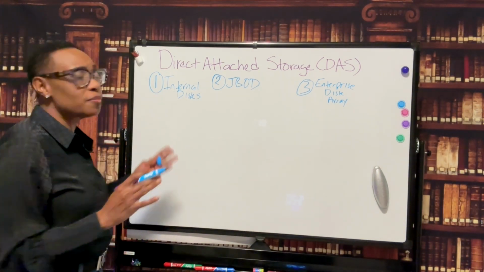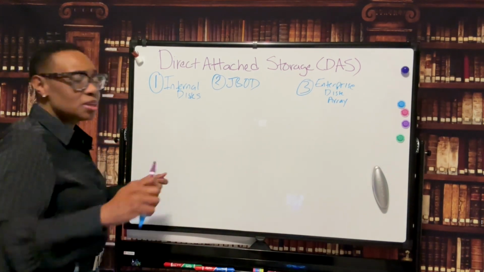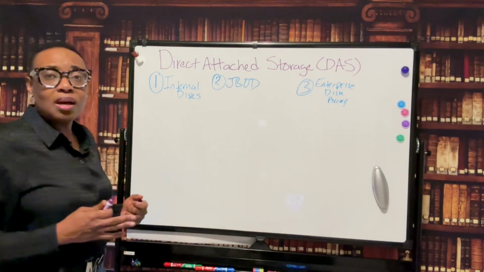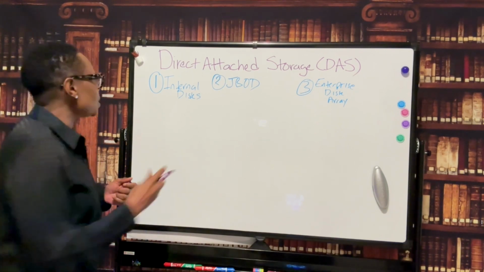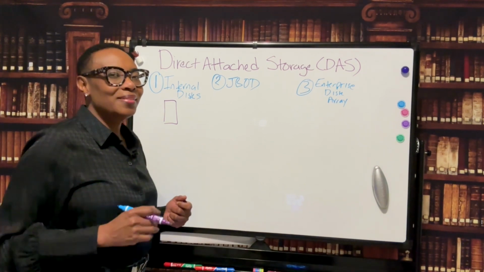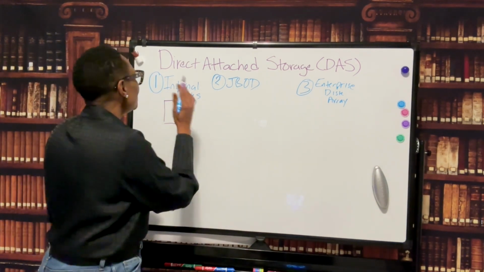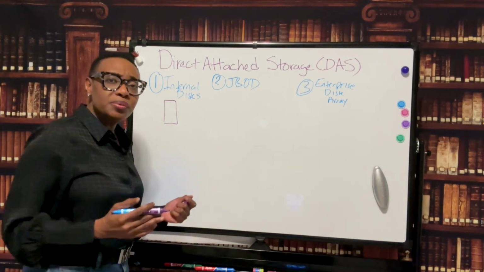And you're very familiar with this, and servers are still using all of these implementations, even in a NAS. So this is not unusual. It's all about where the data is being stored, because data is everything, okay? So number one, internal disk.